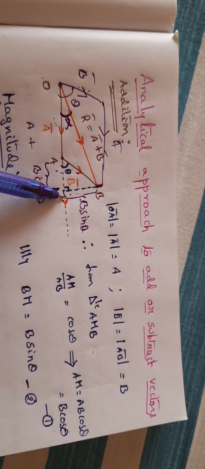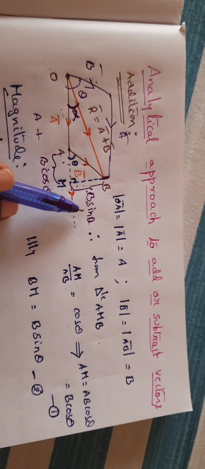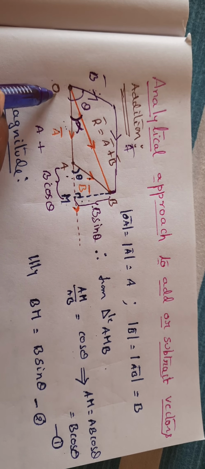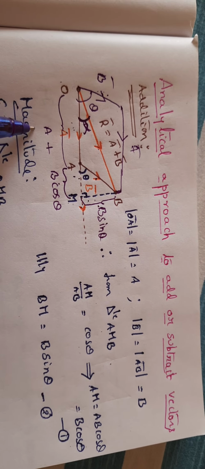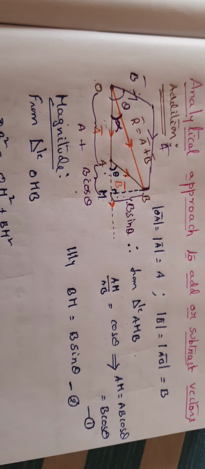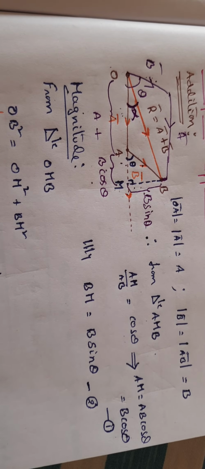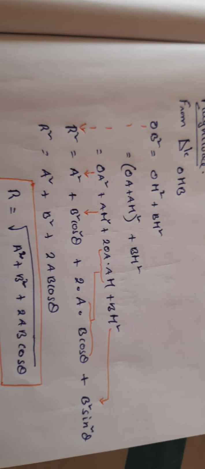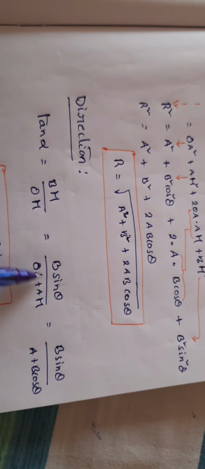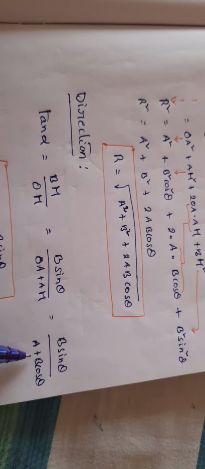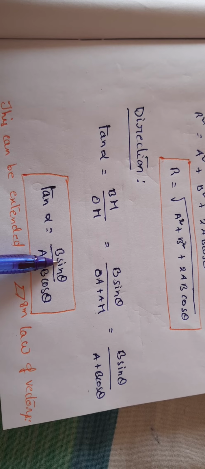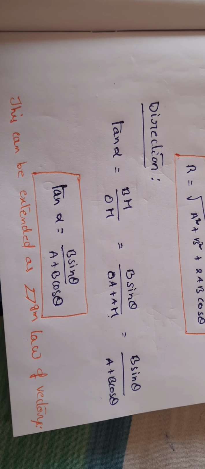Where from this triangle OMB, what is the opposite side? B sine theta. What is the adjacent side? Already we determined it, right? A plus B cos theta. The whole thing is adjacent side. Here we go with tan alpha is equal to BM by OM, that is B sin theta by OA plus AM, that is A plus B cos theta. Wow, we got it. Tan alpha is equal to B sin theta by A plus B cos theta.